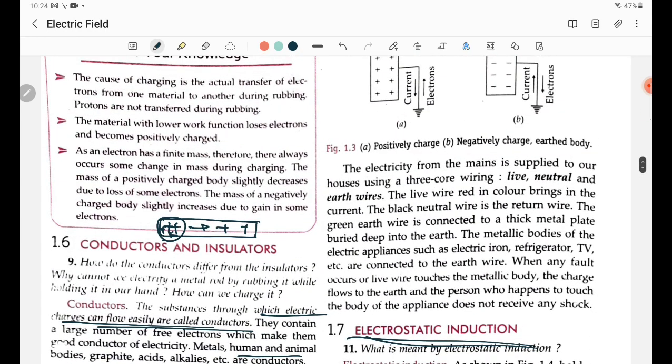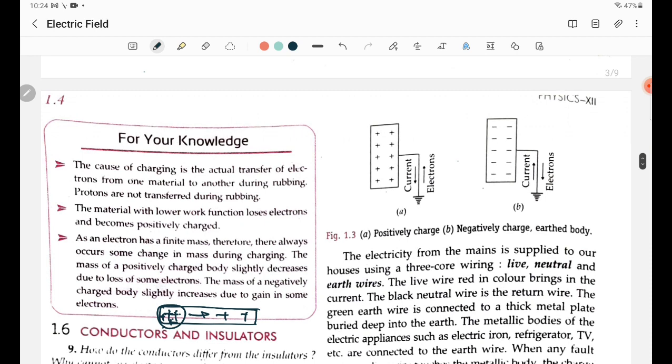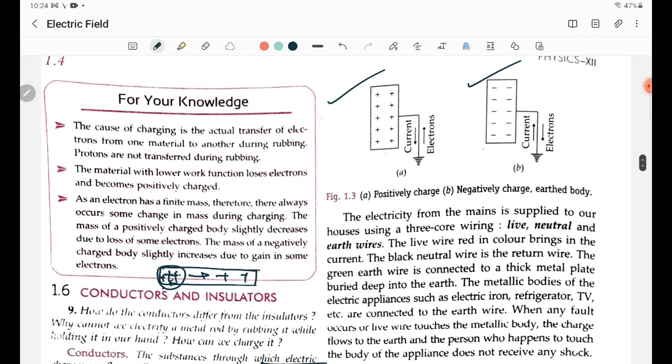Okay. See, whatever I told, the diagrams are given. If the body is getting positive charge, then the electrons will flow from earth to the body. Current will flow in this direction. So the direction of current flow is opposite to electron flow. If electrons are flowing in this direction, current will flow in the opposite direction. Now here it is negative charge, excess electrons will pass to the earth. So electron flow is in this direction, so current flow is in the opposite direction.